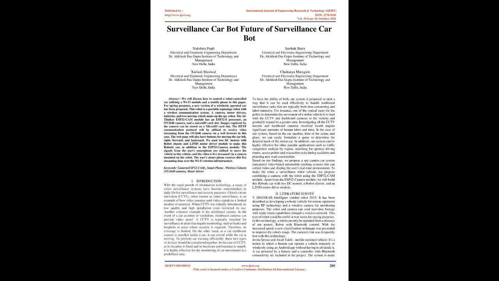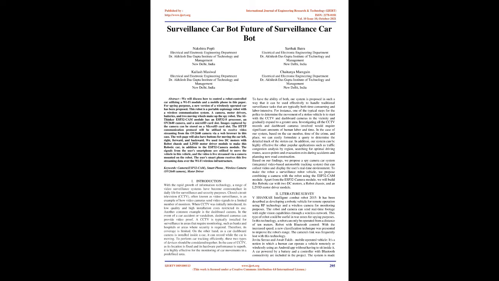The HTTP communication protocol will be utilized to receive video streaming from the OV2640 camera via a web browser in this case. The web page will also have buttons for moving the car left, right, forward, and backward. We used 2 DC motors with robot chassis and L298 motor driver module to make this robotic car, in addition to the ESP32 camera module.